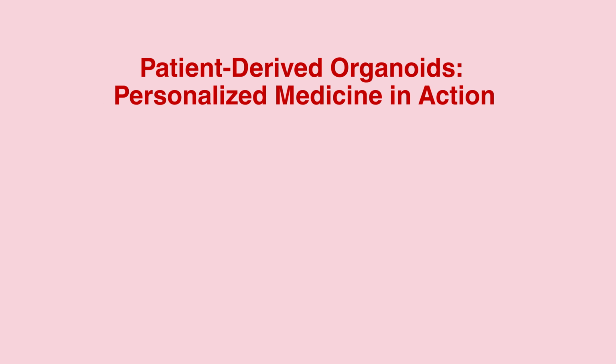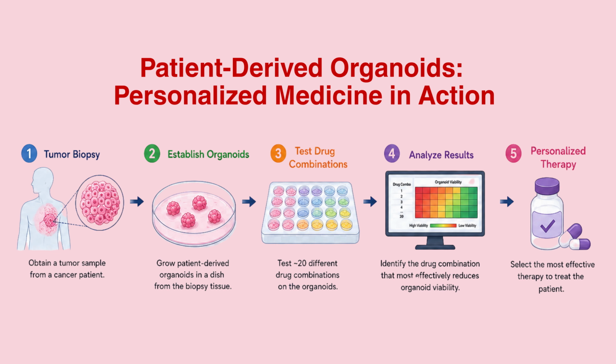Patient-derived organoids, personalized medicine in action. The most exciting application: take a tumor biopsy from a cancer patient, establish organoids in a dish, and test 20 different drug combinations on the organoids to find which kills the tumor most effectively. This approach, already in clinical trials, could match patients with effective therapies in weeks rather than the trial and error of current oncology practice.